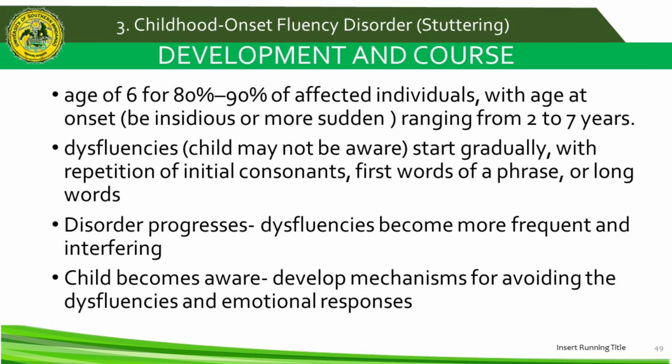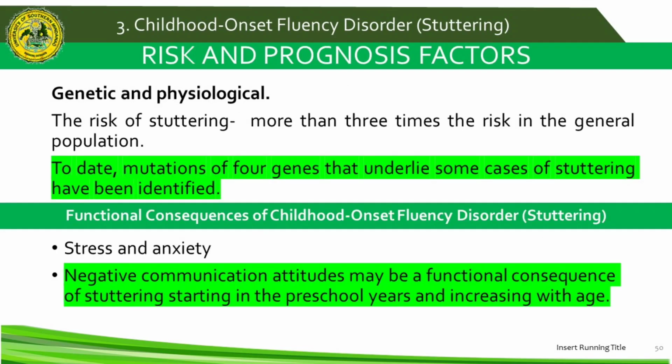Typically, the disfluencies start gradually but are not noticed by the child, with repetition of initial consonants, first words or phrases, or long words. As the disorder progresses, these disfluencies become more frequent and interfering. If the child becomes aware that they have a speech difficulty, he or she may develop mechanisms to avoid the disfluencies and emotional responses.